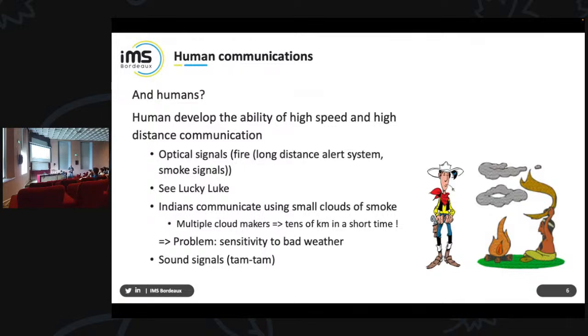And us humans, of course, we have communicated since forever, and our first way to communicate was optical communication, especially with smoke. That was coming from the old ages. Do you know Lucky Luke? This character? Or is it purely French? I don't know in Europe. Well, it's very common. The Indians from America, the natives, were used to communicate with smoke and also with sound.